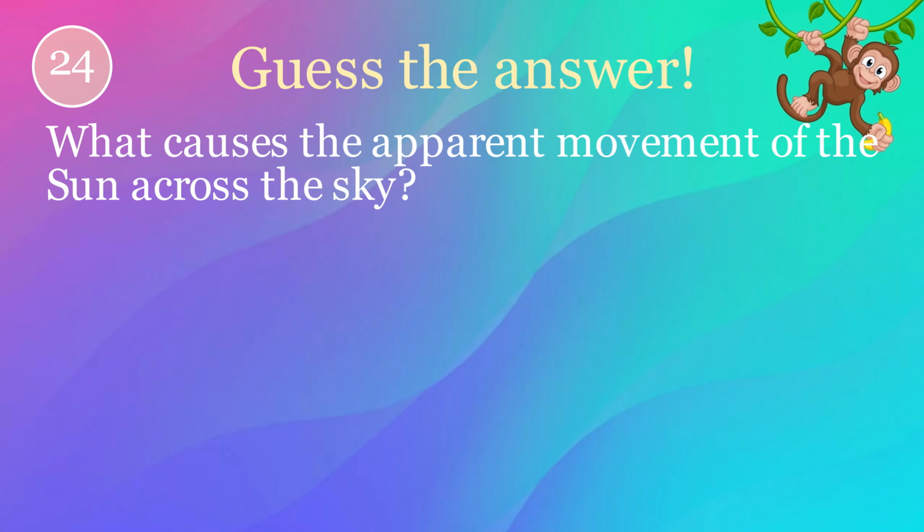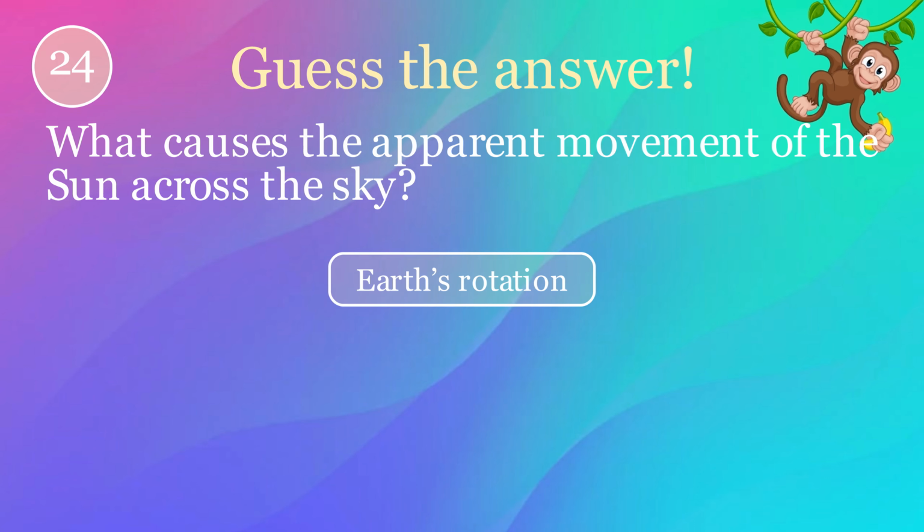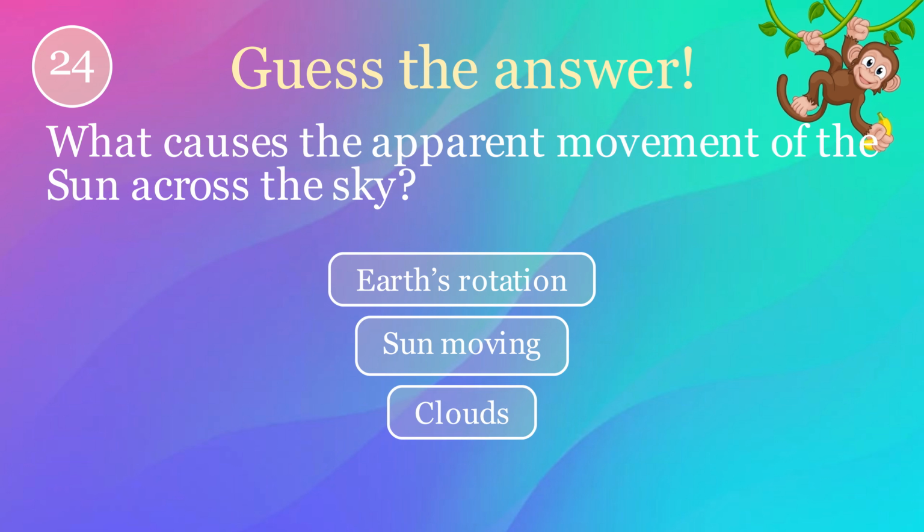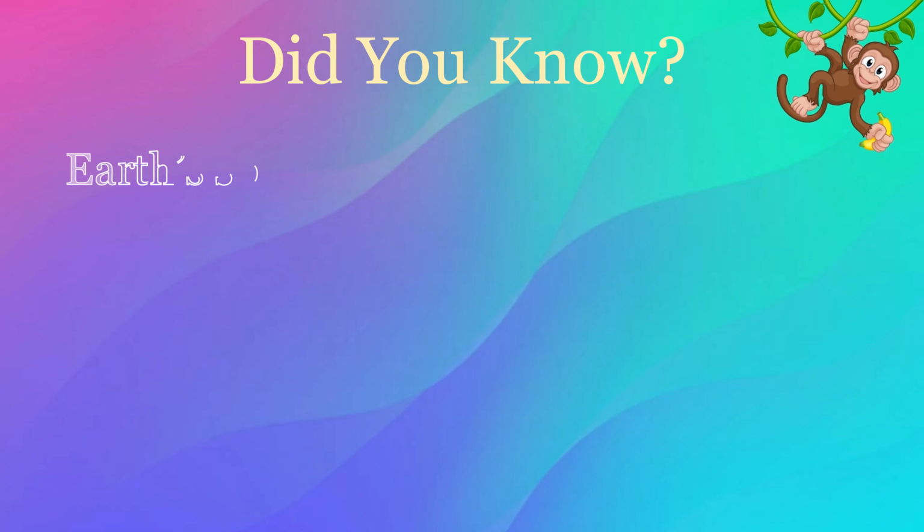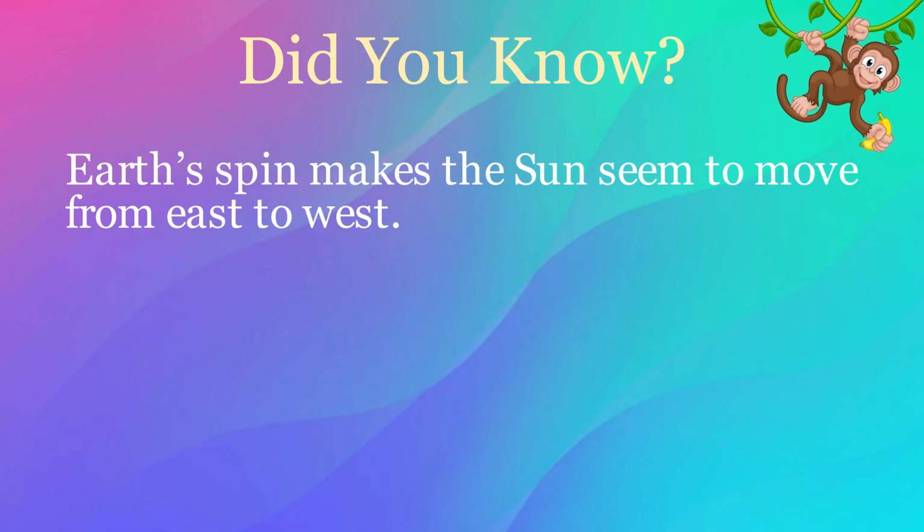What causes the apparent movement of the Sun across the sky? Earth's rotation, Sun moving, clouds. The correct answer is Earth's rotation. Here's an interesting fact: Earth's spin makes the Sun seem to move from east to west.